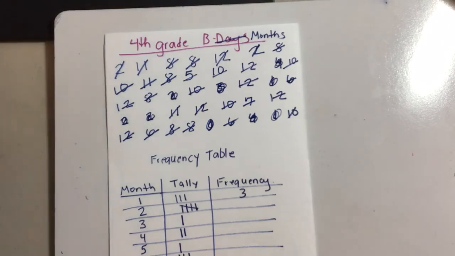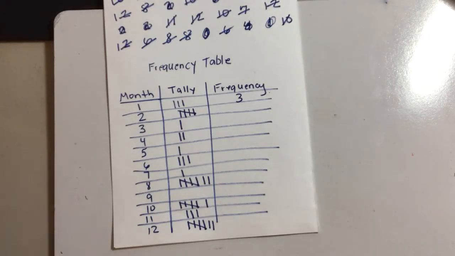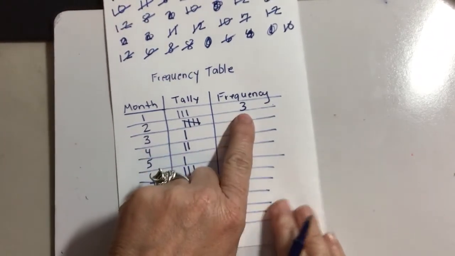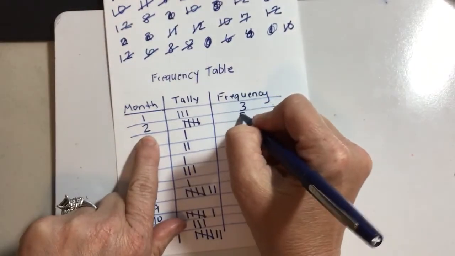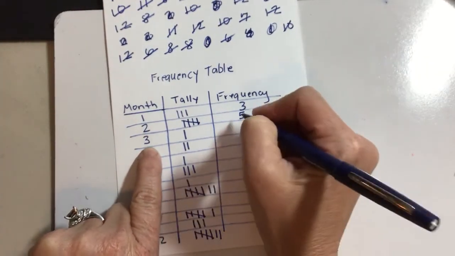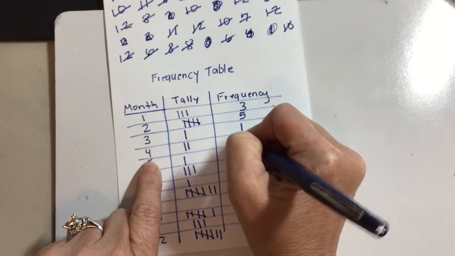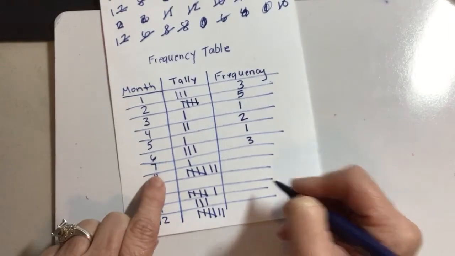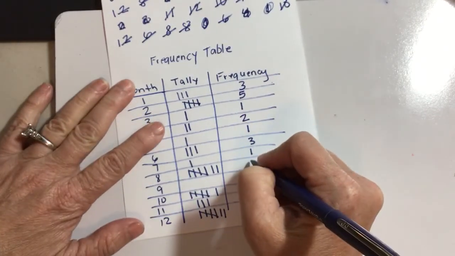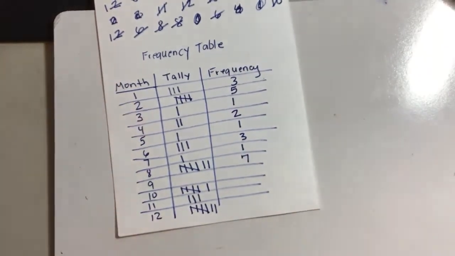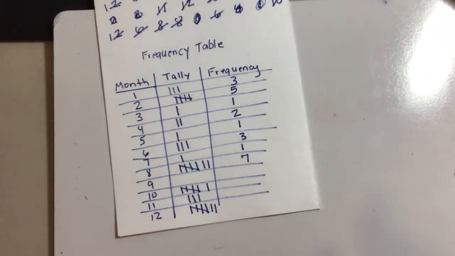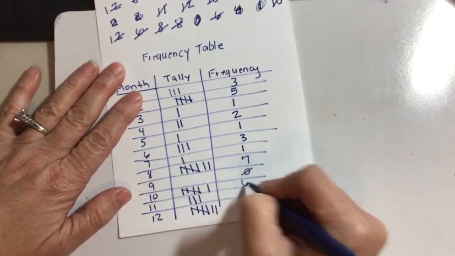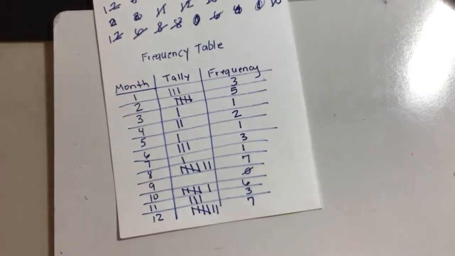All right, I think I have all my numbers marked out. Hopefully I do. Okay, so now we can see the frequency table that is called fourth grade birth months. We have 3 students who were born in January. We have 5 born in February. 1 in March. There's 2 in April. 1 in May. There's 3 in June. 1 in July. Wow, we have 7 in August. We don't have anyone who has a birthday in September. Wow, that's surprising. So we have 0. We have 6, 3, and then 7.